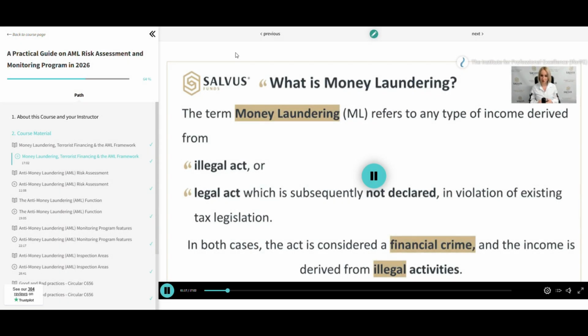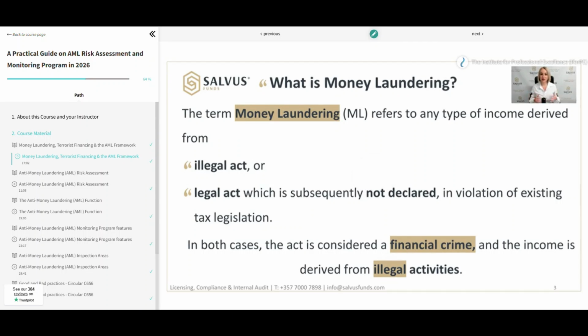So, what is money laundering? The term money laundering, or ML, refers to any type of income derived from an illegal act or from a legal act which is subsequently not declared in violation of existing tax legislation.